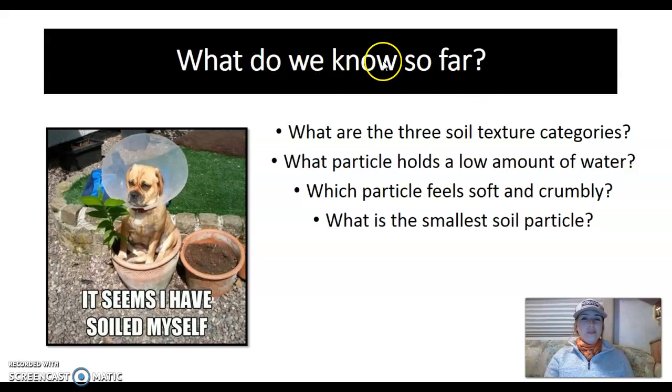Alright, so what do we know so far? When we hear the word go, we will pull out our whiteboards and we will go ahead and begin answering these questions. Go. Alright, so starting with the first question, what are the 3 soil texture categories? Let's go ahead and take the next 10 seconds to write those down. Once we're done, we'll hold up our boards.